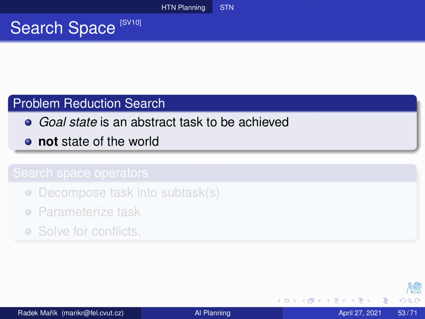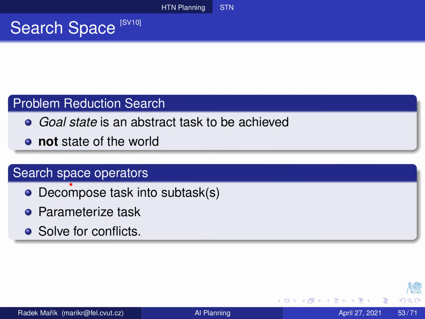If you search the space, the goal state is actually an abstract task that can be achieved. It is not the state of the world. So at the beginning, you have an abstract task that serves as a goal state, and you search through the space of these tasks, and they are not directly linked to the state of the world. And the operator that navigates you through the space is a decomposition of the task into subtasks. Of course, you need to take care of the parameters of the task and to solve the conflicts, or let's say the bindings of variables.